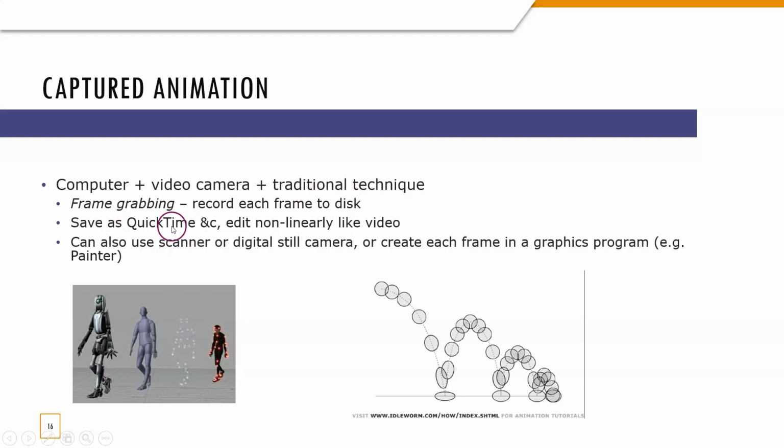And then after that you save as QuickTime, edit nonlinear like a video. So this is an example of the technique where you create your animation. Or you can also use a scanner or digital camera to create the images for each frame. Instead of drawing each frame, you can use a digital camera to capture all the movement. In video class we have the motion video concept, where you capture all the pictures, and then you render it and it will become something like a video.